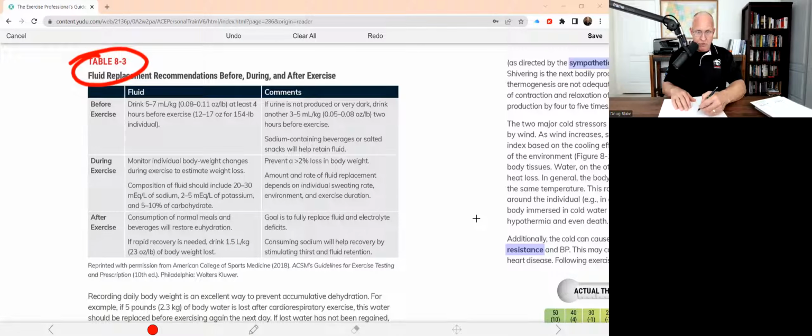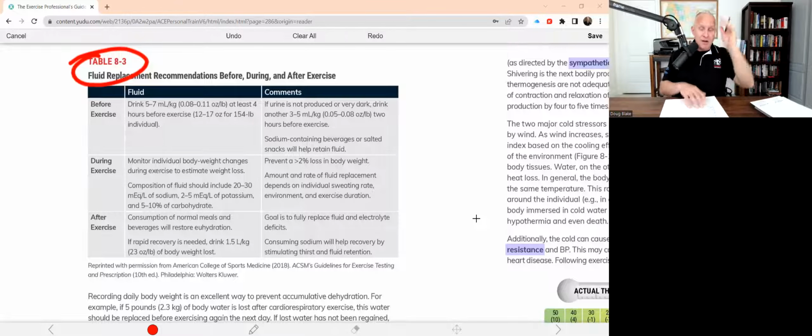So before, fluid, and then comments, right? So before, during, and then after. Before: drink 5 to 7 milliliters per kilogram, at least 4 hours. Don't write "drink 5," just write 5 to 7.